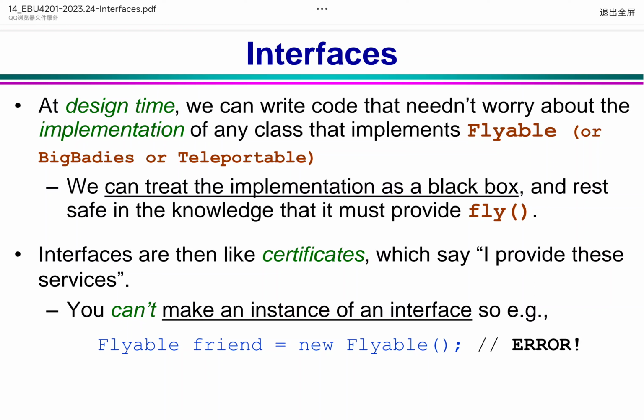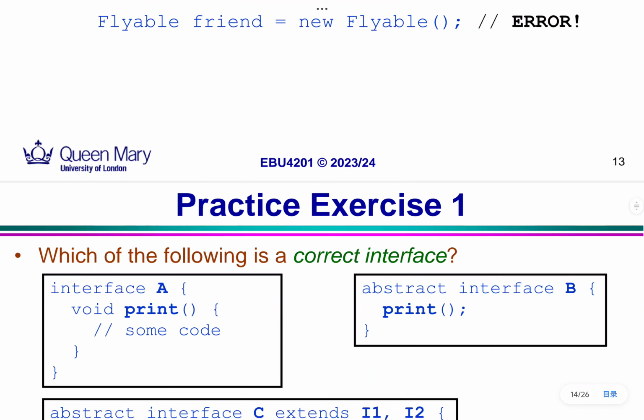At design time, we can write code that needn't worry about the implementation of any class that implements flyable or bigable or teleportable. We can treat the implementation as a black box and rest safe in the knowledge that it must provide fly. Interfaces are then like certificates which say, I provide this service. You cannot make an instance of an interface like flyable. Your friend cannot make an instance of an interface.